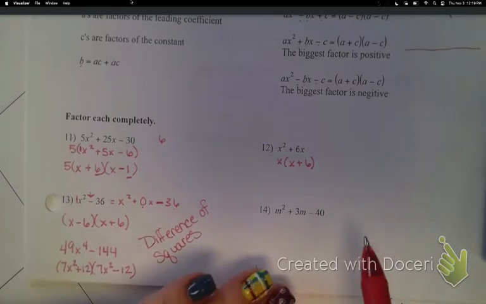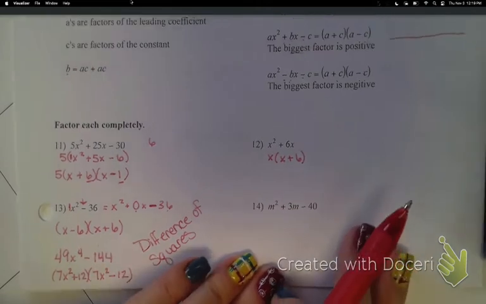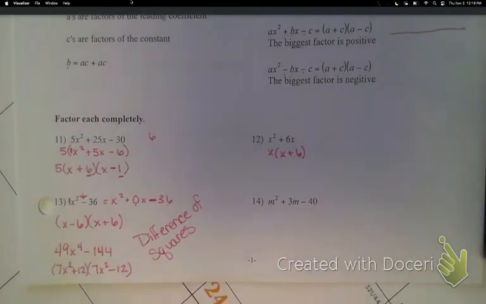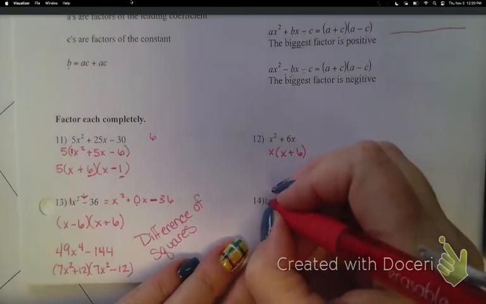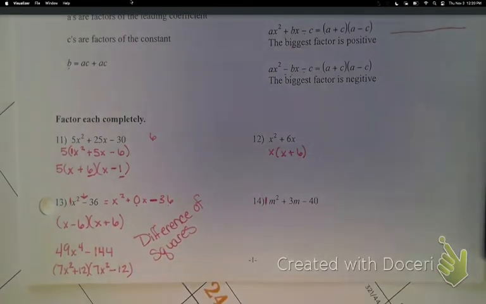Okay. Do this one on your own. See if you can do it. So you're still multiplying 1 times 40. Just remember that. It just doesn't change it, right?